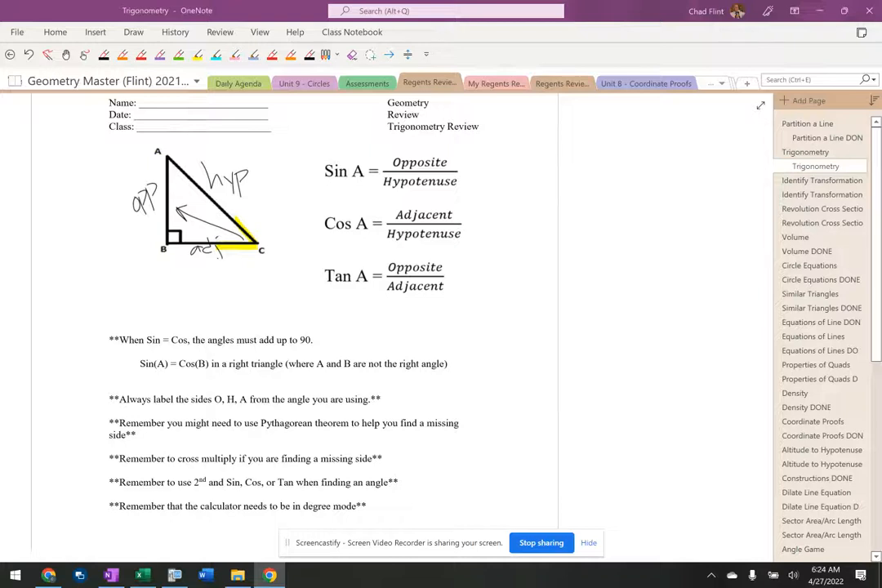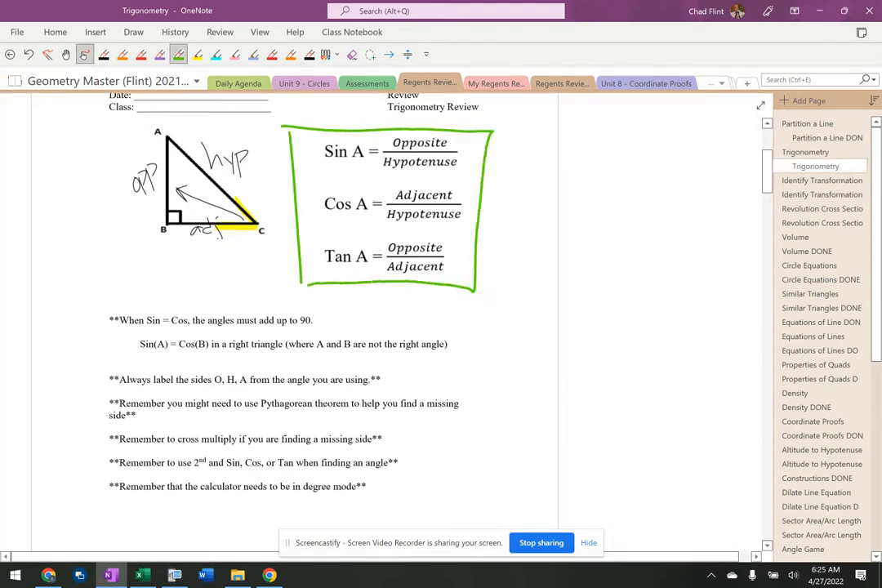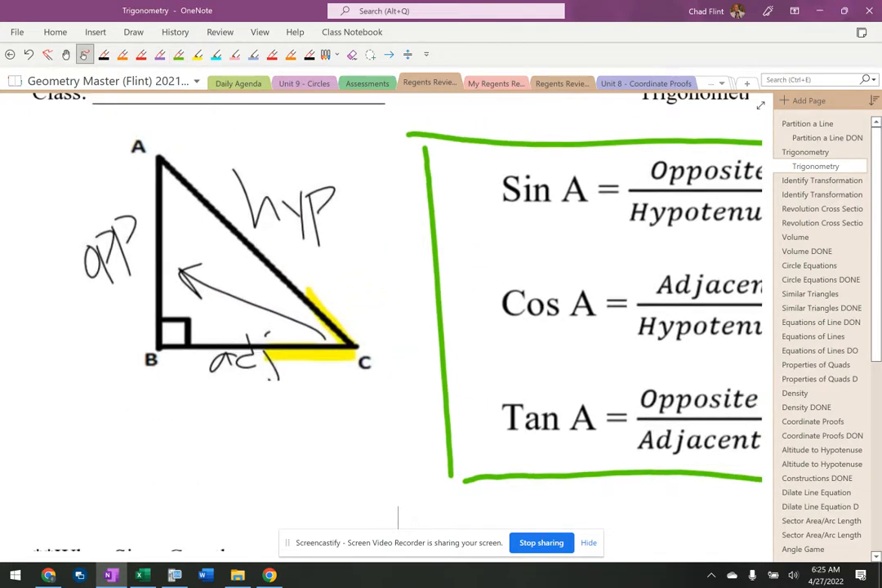All right, so quick overview of trig. Usually people are pretty good at trig, but it's a topic that gets tested a lot on the Regents exam. So we're looking at having to remember that sine is opposite over hypotenuse, cosine is adjacent over hypotenuse, and tangent is opposite over adjacent.